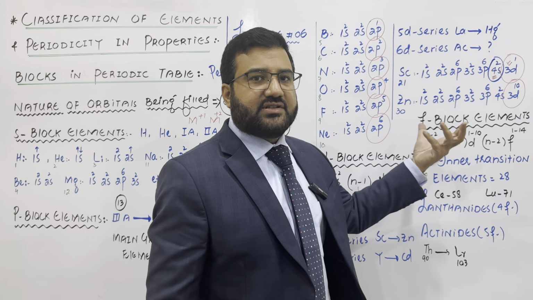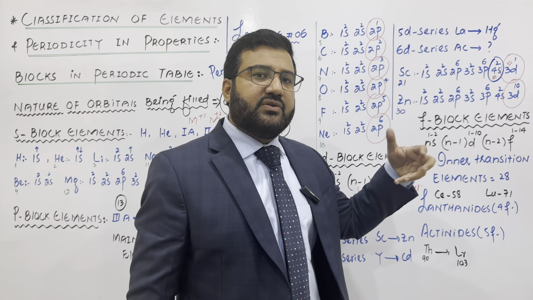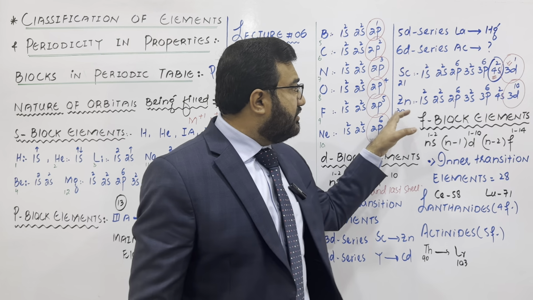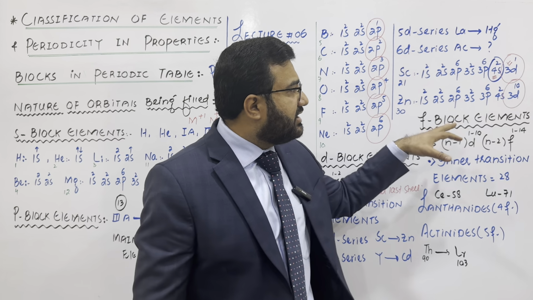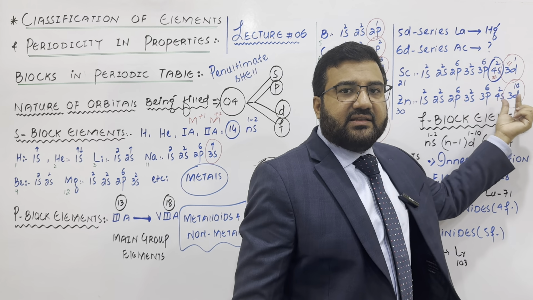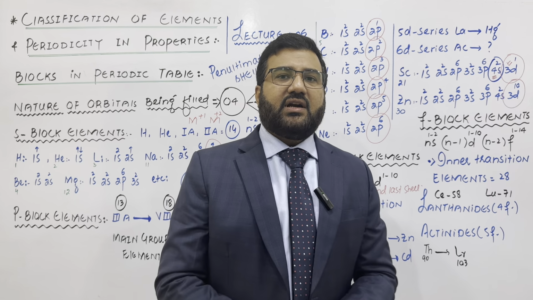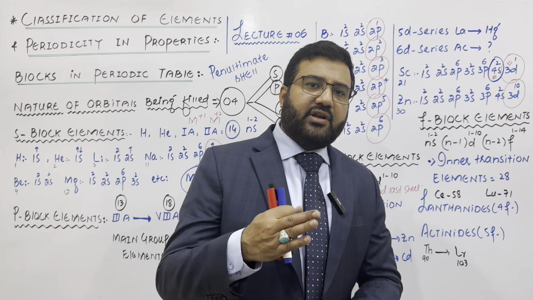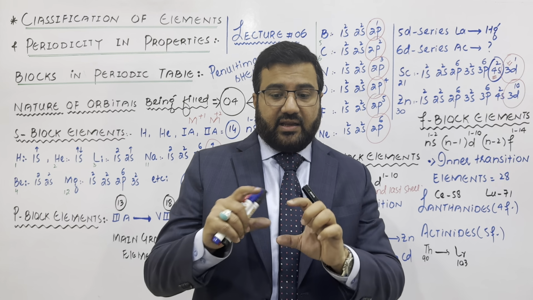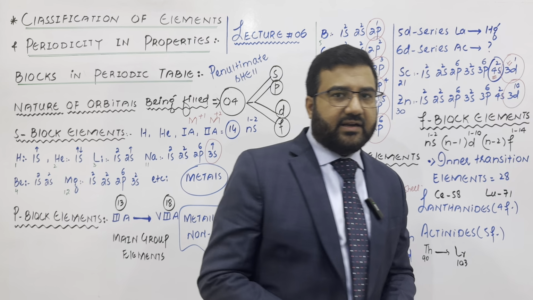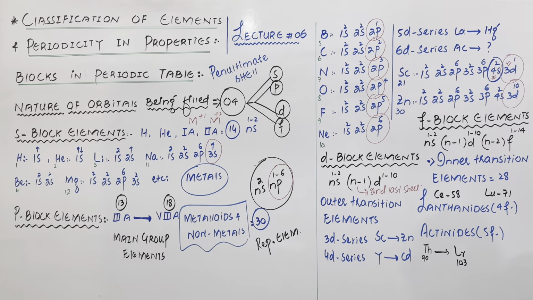Zinc shows only one oxidation state, and most of its compounds are white. So why does it not show the properties of the typical transition elements? Because in this the D is complete. In order to show the properties of the typical transition elements, the electronic configuration must have D incomplete, with 1 to 9 electrons.